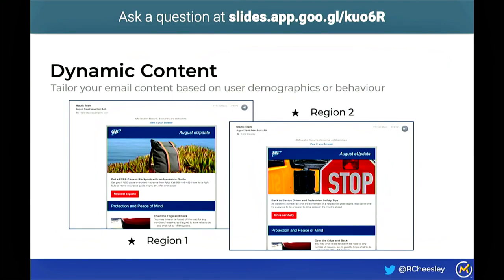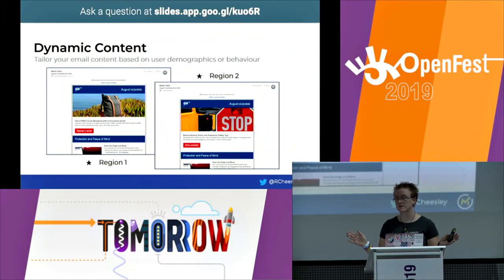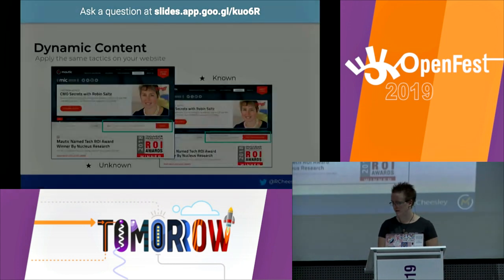Dynamic content, which is one of the features I mentioned. So this is one email that you would receive if you were, say, in the United States. And then this one over here is an email that you would receive if you're in Europe. Same email, but you're changing the image, for example, based on what country they're in, or you're changing the copy based on what country they're in.